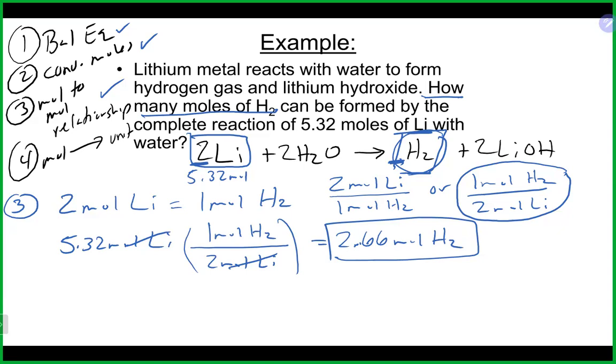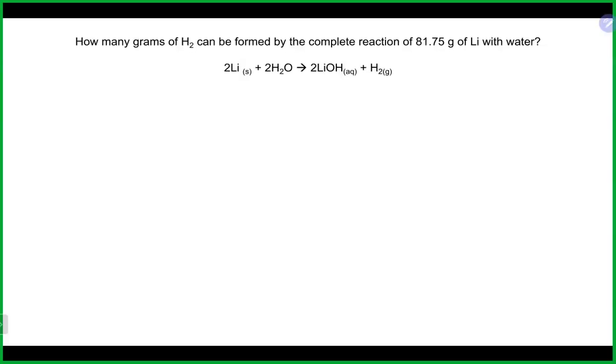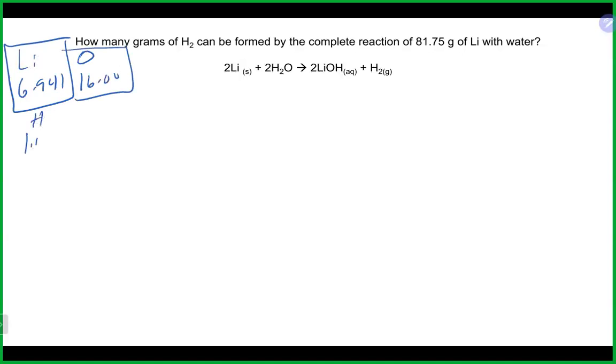All right, so let's try one more here. Same equation, same deal. Let's just start with, though, we're going to start with maybe this one here. There it is. How many grams of H2 would you form in the same reaction if you started with 81.75 grams of lithium? Let me give you some numbers. Lithium is 6.941. Oxygen is 16. And hydrogen there is 1.008. Again, follow the same 4 steps. Balance the equation. Convert to moles.